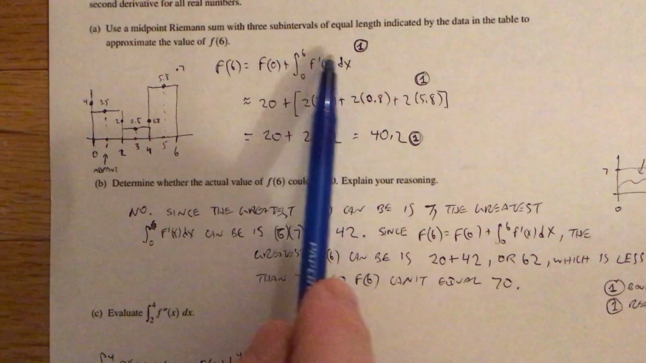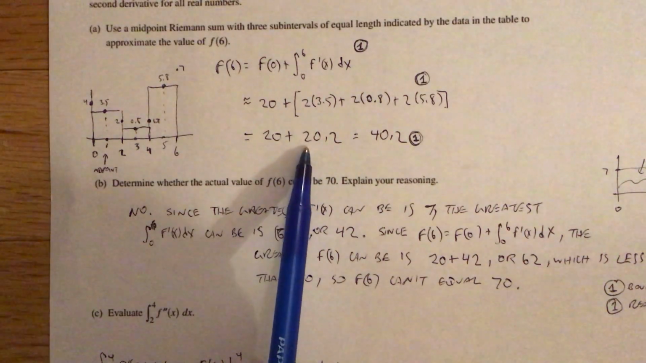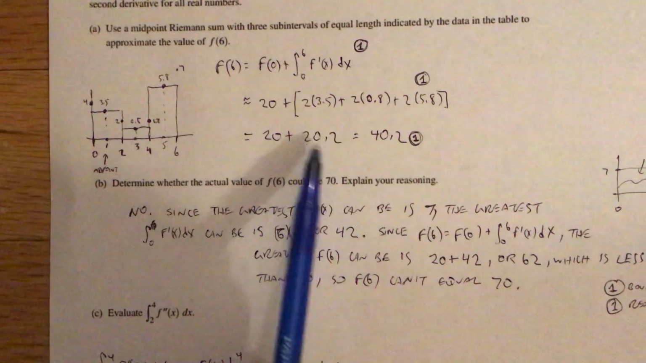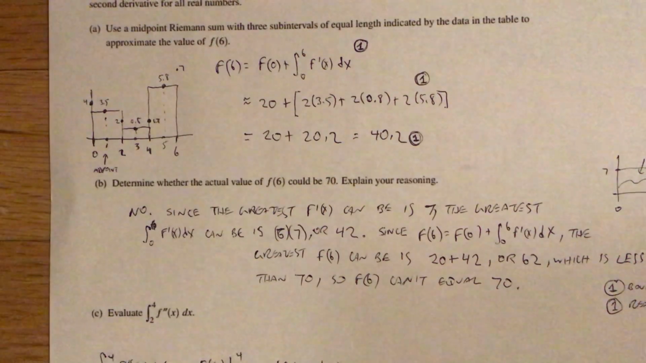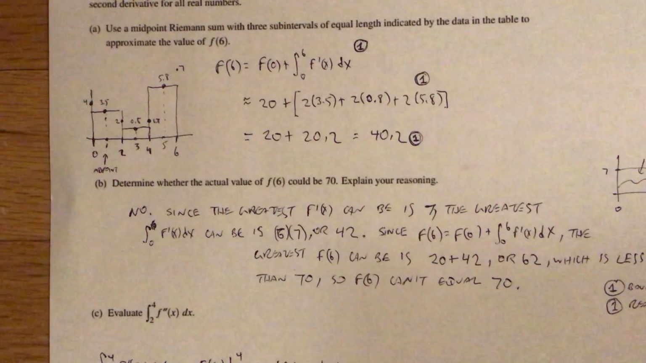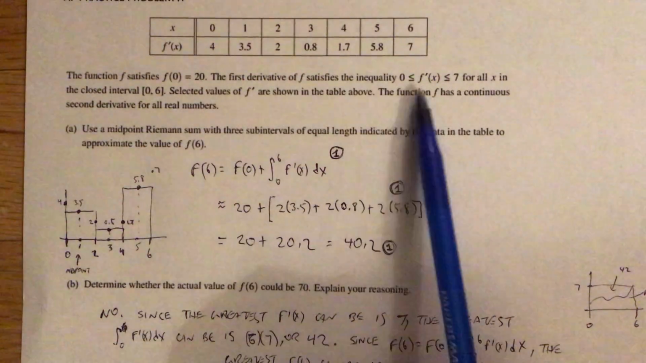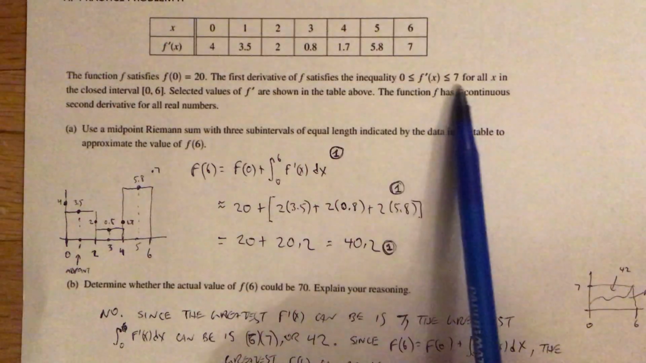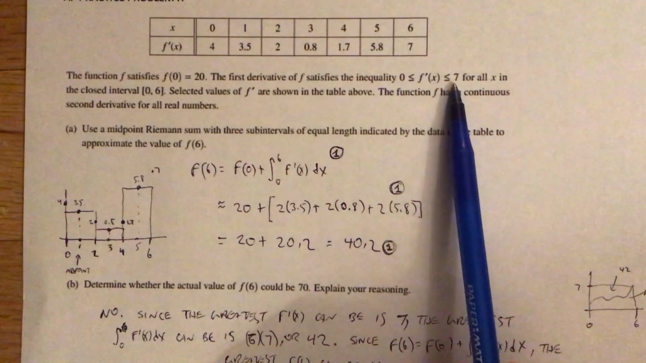Could this integral be 50 or larger? The approximation says it's only this, but since it's an approximation, it's probably wrong. Is the true value able to get us over 70? So I'm saying no, that's not the case, and here's why. It comes back to this fact they gave us. It's important that you read this, because then you know that the derivative can't exceed 7.